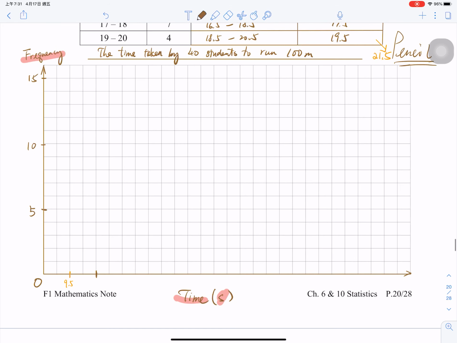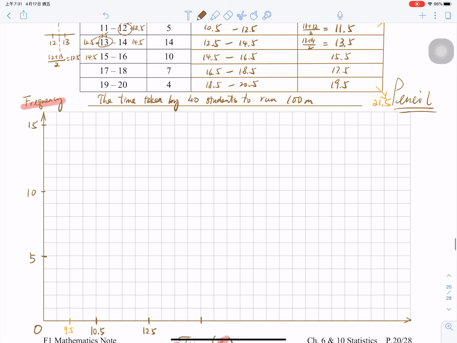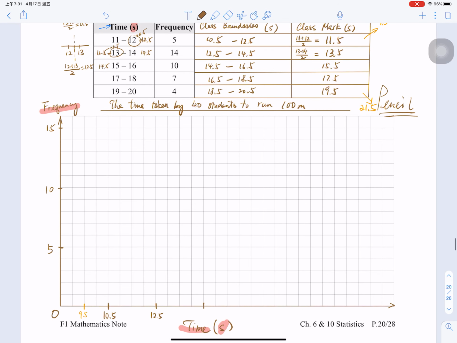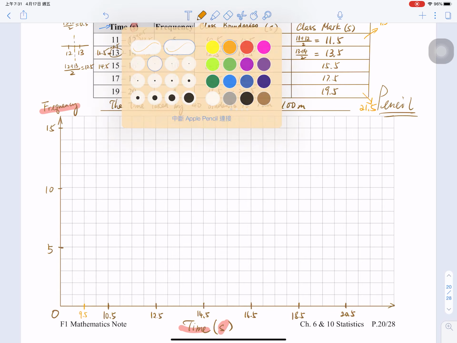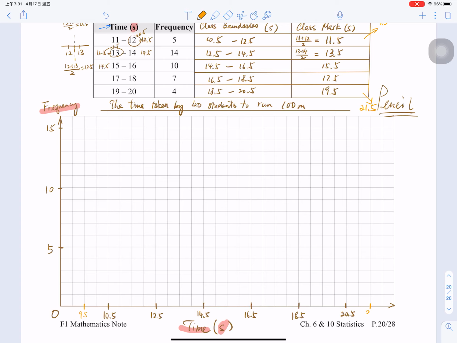10.5 to 12.5. Here is 10.5. Okay, I use 4 units as one class, and this one as 12.5. Next one, 12.5 to 14.5. So this one 14.5. 16.5. 18.5. 20.5. And remember just now I leave one class mark as 21.5. Okay.